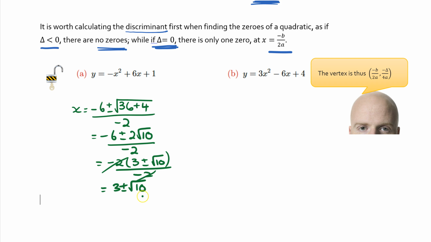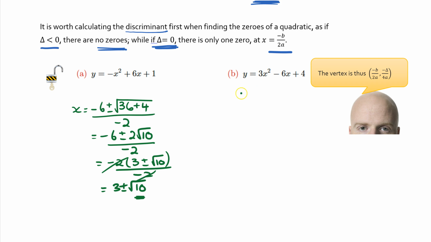So the two roots are 3 plus or minus root 10. Now it's interesting to note that when the number under the square root sign is not a perfect square, we have to use the quadratic formula. There's no way we would have guessed two numbers. But if the number under here is a perfect square, we would have been able to use the product sum method to factorize this, as long as we could guess those two numbers.